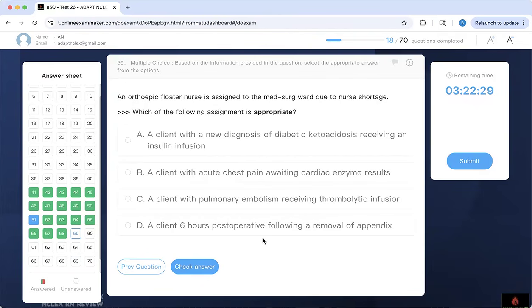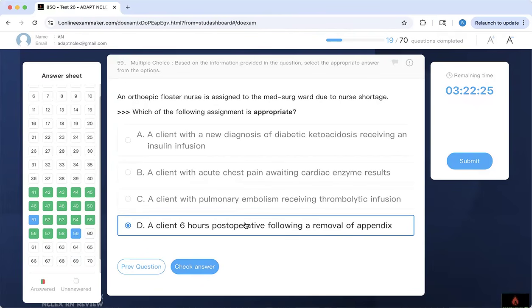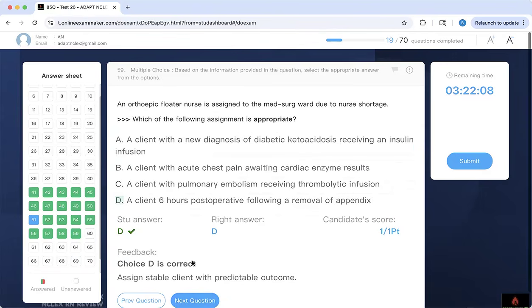Give them something that is easy. Which one? Of course, appendix, doing fine. Thrombolytic, they don't know how to do it. Cardiac enzyme, they have to monitor the patient seriously and continuously and closely. And then diabetic ketoacidosis, the same thing. Too complex for the ortho nurse.